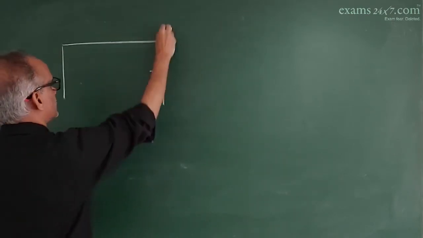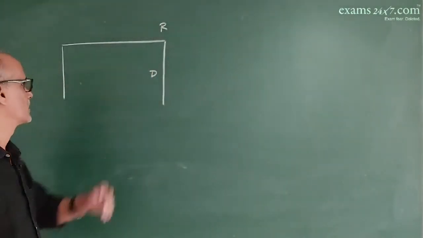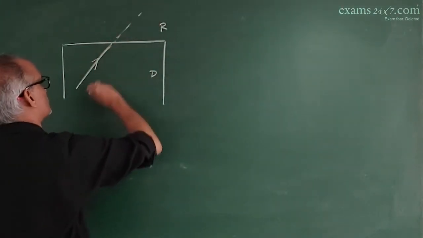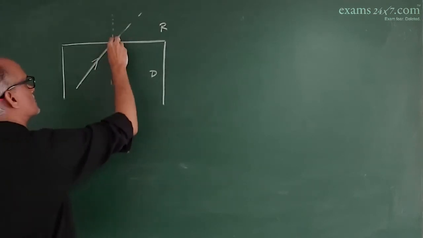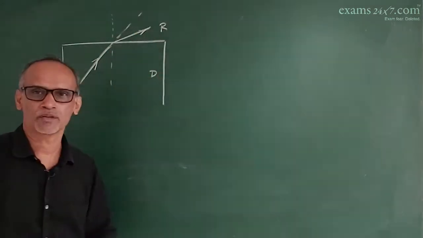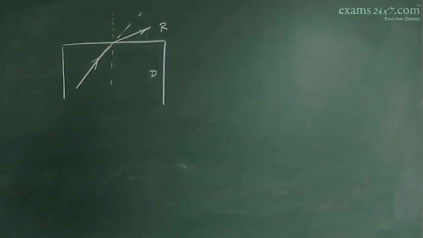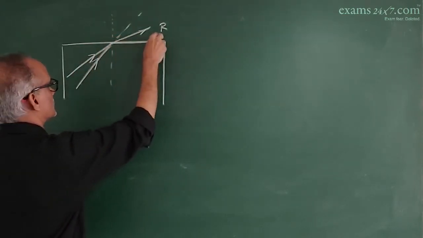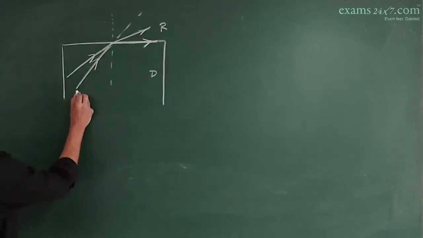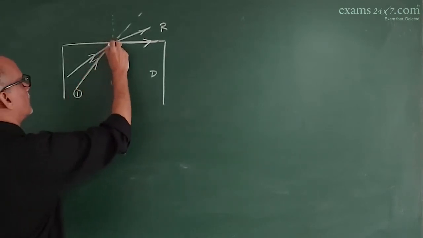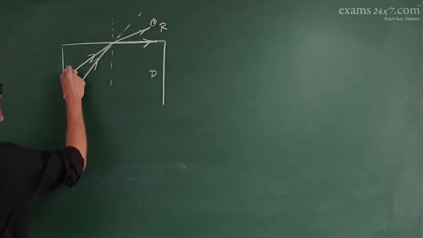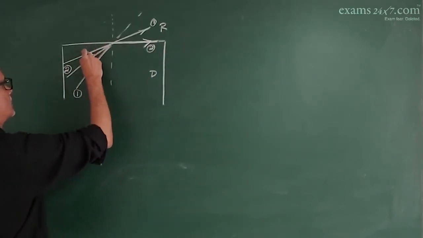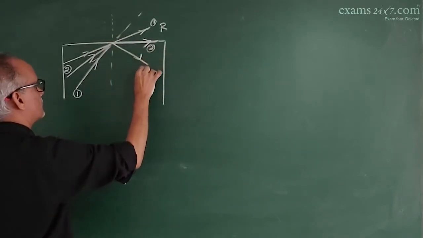So whenever a ray travels from denser to rarer, the ray, this is the direction of the incident ray, always bends away from the normal. Then for a particular angle of incidence, the ray grazes the surface. So this is the first ray, and this is the first refracted ray. This is the second incident ray, this is the second refracted ray. And for the third, the ray comes back.